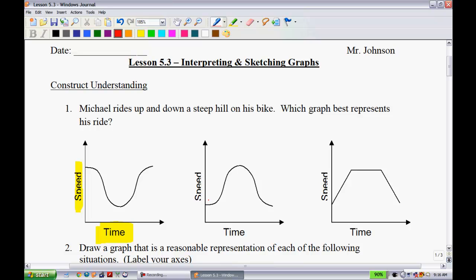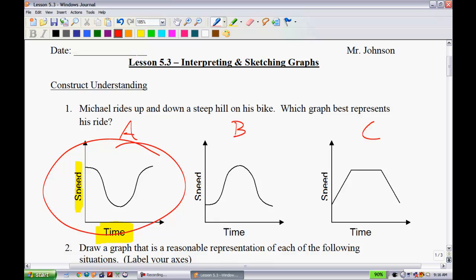Well, let's say I'll label these as A, B, and C. Graph A, for instance, is saying his speed is going to go down as time progresses, and then it's going to go back up. Okay, so that's scenario A. Scenario B says that his speed is going to go up, and then it's going to come back down. And C says that it looks like his speed's going to go up, then it's going to plateau for a while, and then it's going to go down. So when Michael rides up the hill, we'd assume that his speed would go down, and then when he goes down the hill, we'd assume that his speed goes up. So as a result, we would say that this would be the graph that best represents the situation.